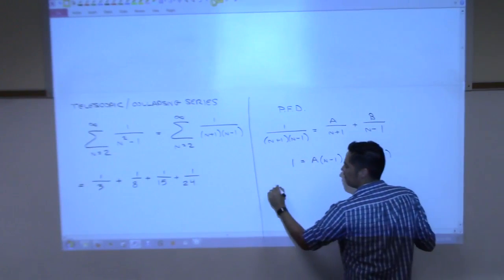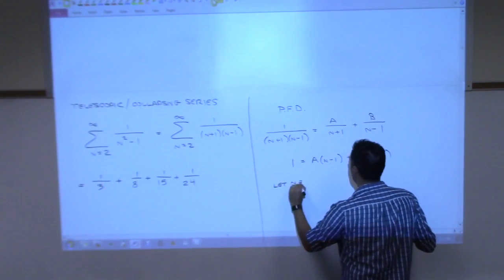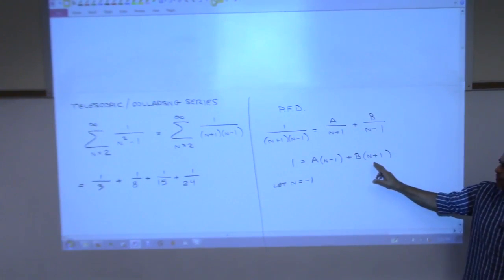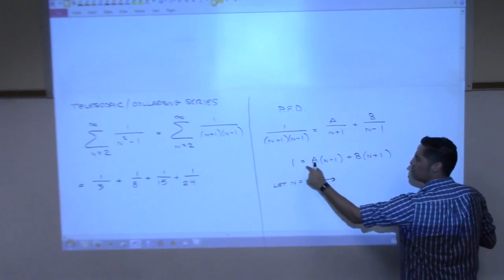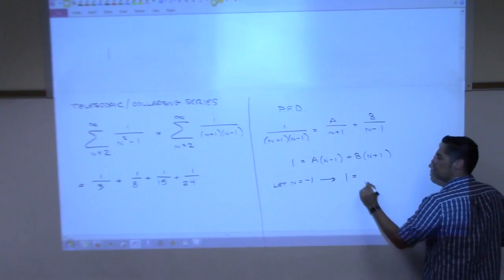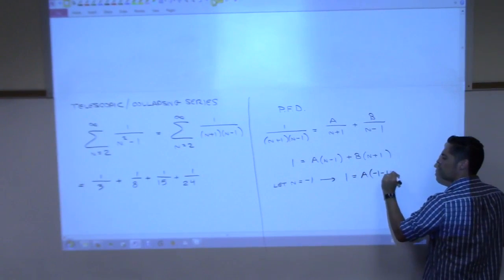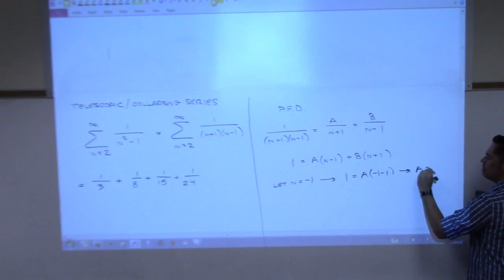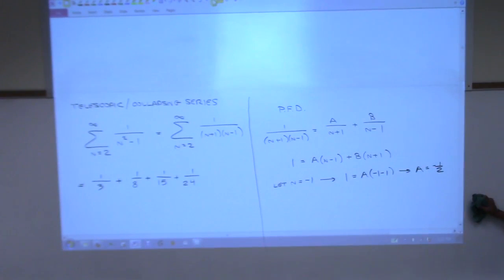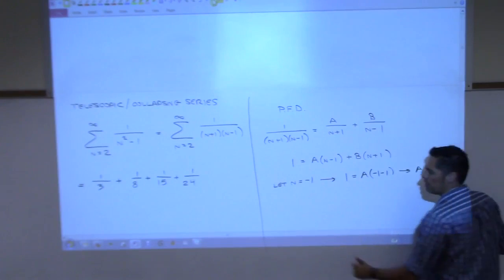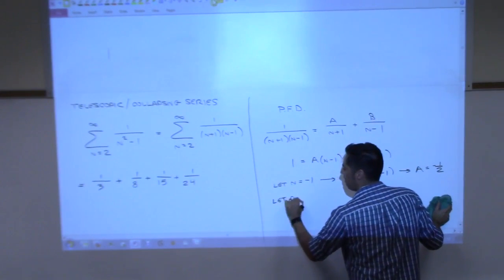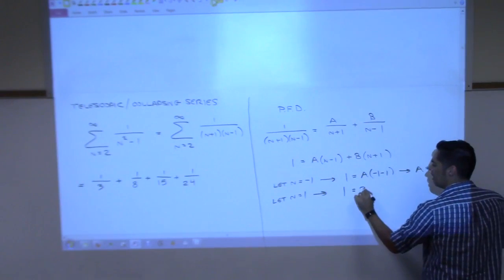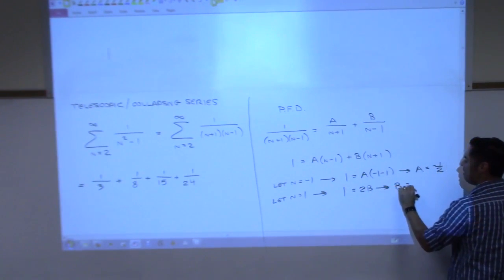Let n be negative 1. If I do that, that'll kill off this one. So this equation turns into 1 equals A times negative 1 minus 1. Isn't that just negative 2? And then divide through, so shouldn't A be negative a half? Good. And then to get B, we could let n be 1. Same game. Kills this one off. I get 2B, so B is a half.